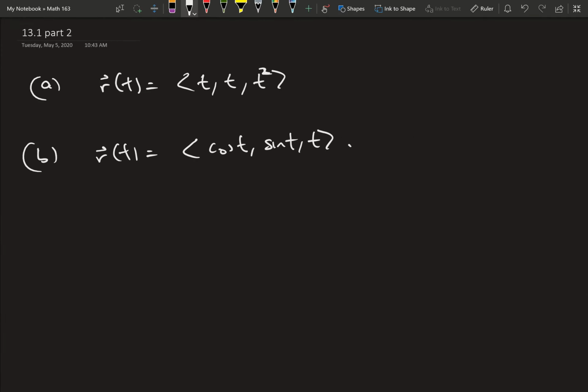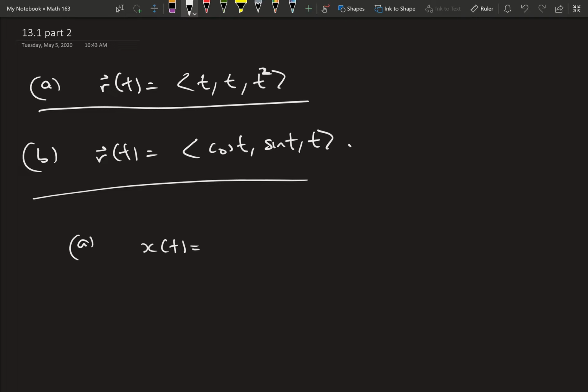Okay, so we're going to continue with 13.1. We want to graph part A here. Let's start with A. So we have x of t being t, y of t also being t, and z of t being t squared.